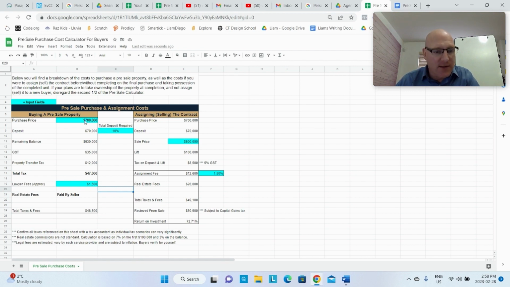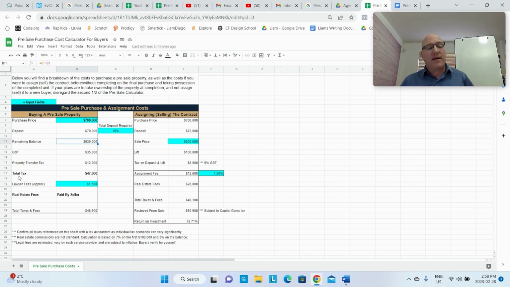And what it's going to do here, so the purchase price, the deposit will be calculated here. The remaining balance, which will be your mortgage, is auto-calculated for you. The GST on the purchase price in British Columbia is calculated for you. Property transfer tax in British Columbia is calculated for you. So you have your total tax.